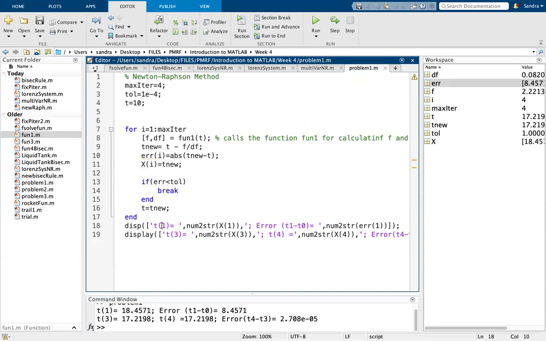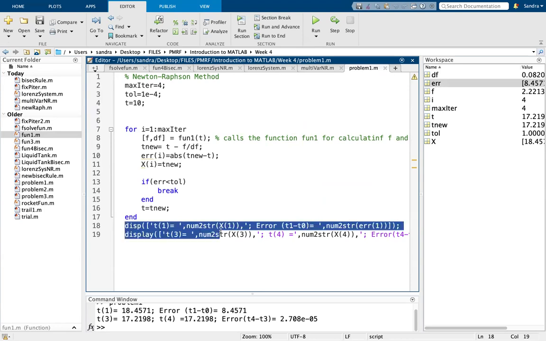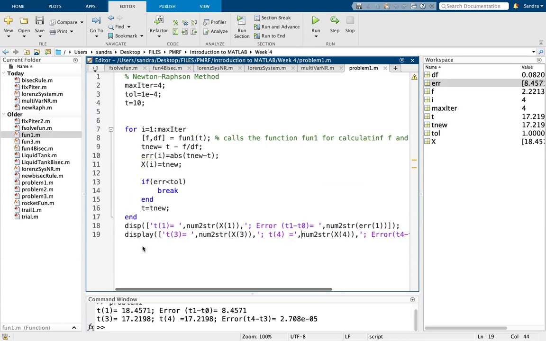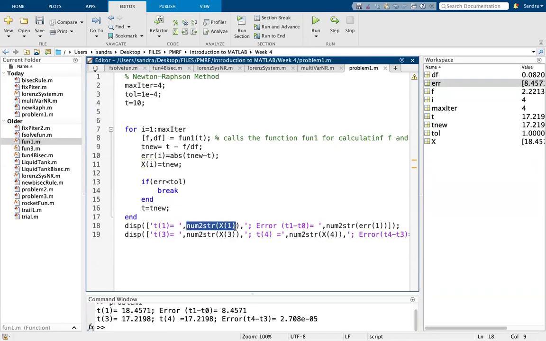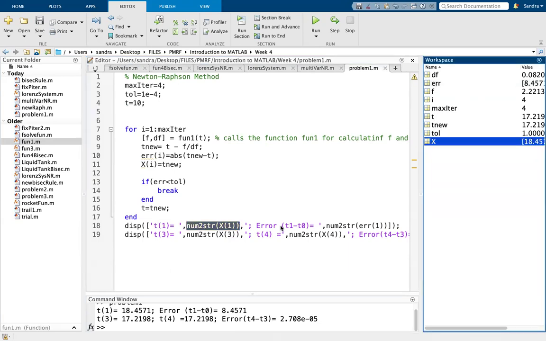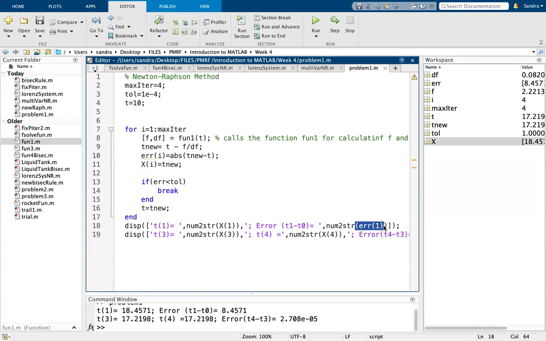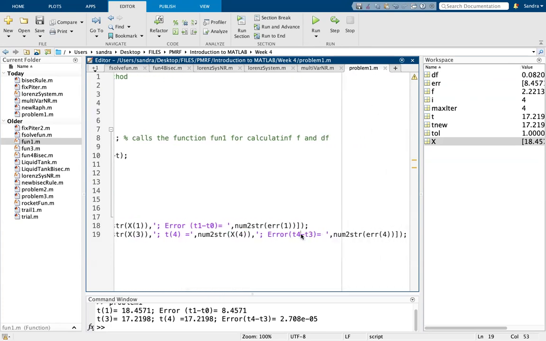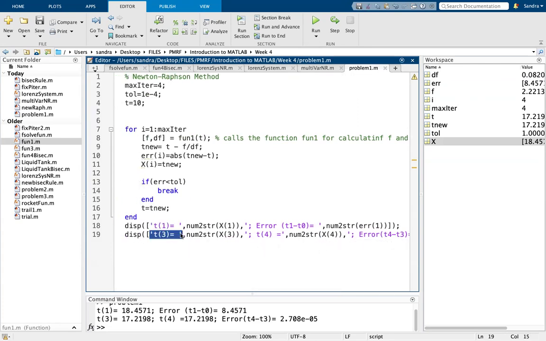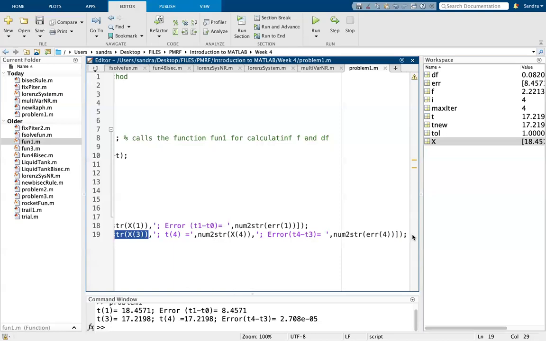First I have to display what happened in the first iteration. After the first iteration, it will be num2str. This part I've already explained, how to use the display command. It's the same thing, no difference. disp t1 is num2str of the first entry of x, and the error is the first entry of error. In the third iteration, it will be the third entry of x, and in the fourth iteration, the fourth entry of x. And the error in the fourth iteration is the fourth entry of error. Numeric data has to be converted into a string using the num2str function, and you have to put the entire string in a square bracket.